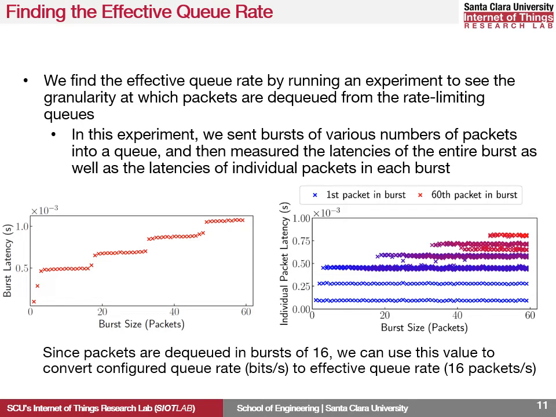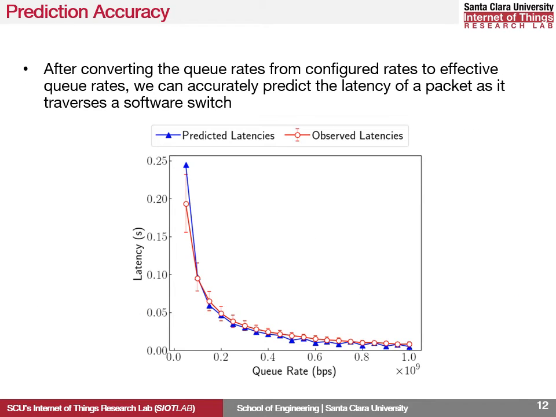We can now use this information to convert the known configured queue rate values to effective queue rate values. Once we have converted the queue rates from configured rates to effective queue rates, we can put those values into our latency prediction equation to validate that our predictions for packet latency through a software switch are aligned with observed values. In the figure on this slide, the x-axis is the configured queue rate, and the y-axis is the average latency of each packet through that queue.